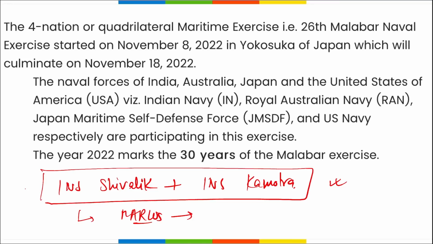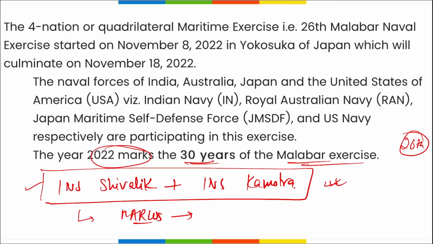Highly important. Alright, so INS Shivalik and INS Kamorta will be taking part in this Quad countries exercise, that is your Malabar exercise, and it will be the naval exercise. It will be the 26th edition of the exercise, and 2022 marks the 30 years of these Malabar exercises. Highly important, friends. Alright. Then the reason why we conduct Malabar exercises? So that we can counter the presence of China in the Pacific region or the Asia Pacific region.